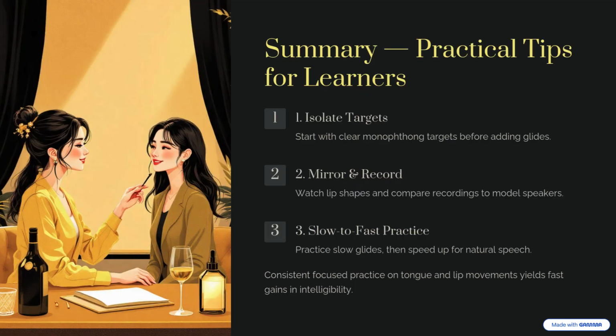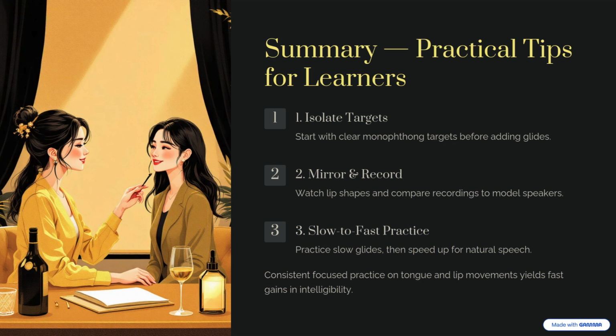To summarize our lesson, first, monophthongs are pure vowels with a stable tongue position. Second, diphthongs involve a glide from one vowel position to another. Third, triphthongs involve 3 vowel movements within a single syllable. To improve pronunciation, here are some helpful tips.